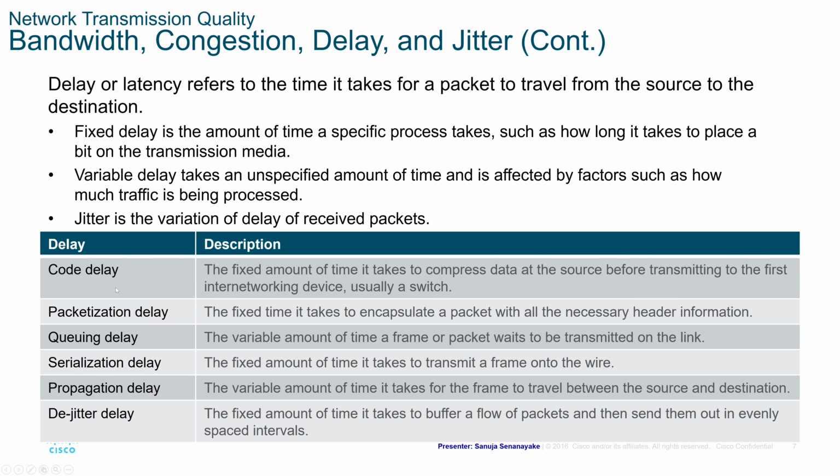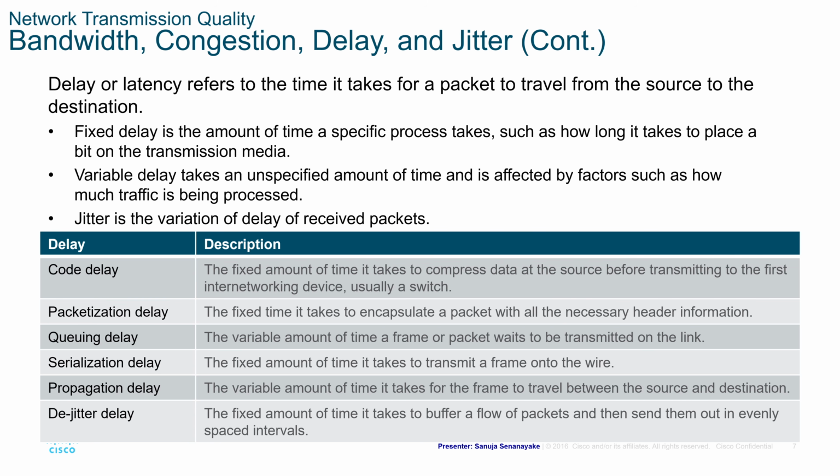So the code delay is the fixed amount of time it takes to compress data at the source before transmitting to the first internetworking device, usually a switch. So that is called a code delay. Packetization delay is the fixed time it takes to encapsulate a packet with all the necessary header information. Just like it says, packetization, the packet is in that term. It is the time it takes to encapsulate that packet with all the necessary header information.